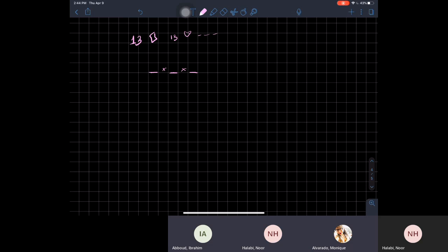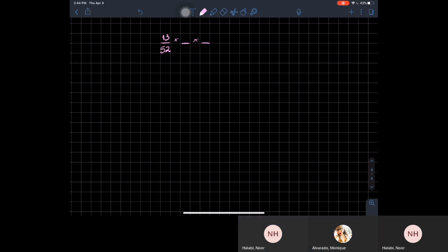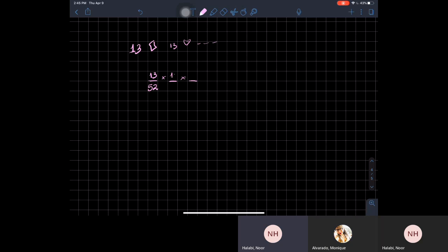So I know that the probability of me choosing the first card to be a diamond is 13 divided by 52, right? Because there's 52 cards in total. The second one, remember, I did not replace my card. So it's not going to be 13 anymore because I took away 1 card, assuming it was a diamond. So it's going to be 12. But now also my sample space is going to change because I no longer have 52 cards in total. Now I only have 51.